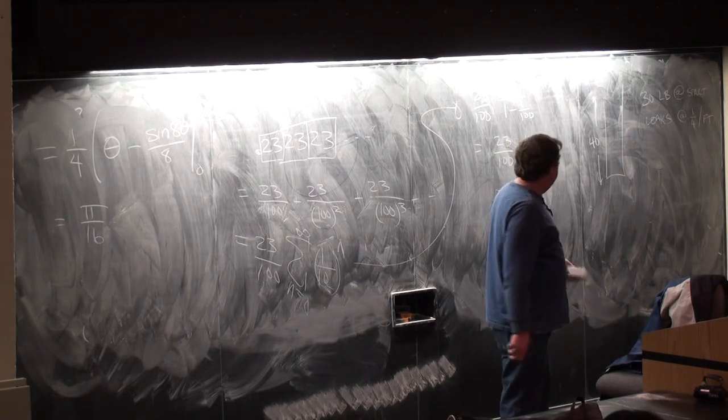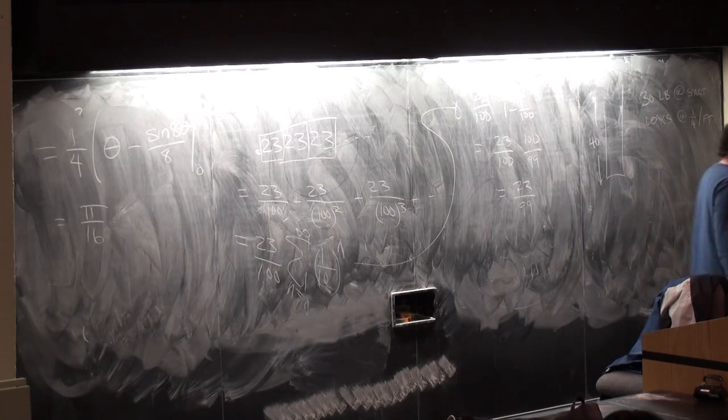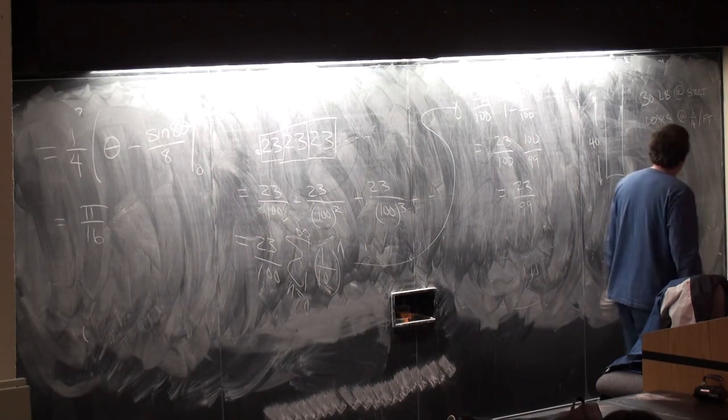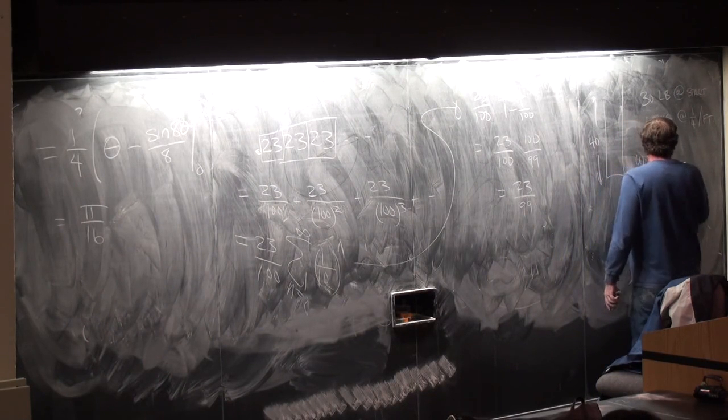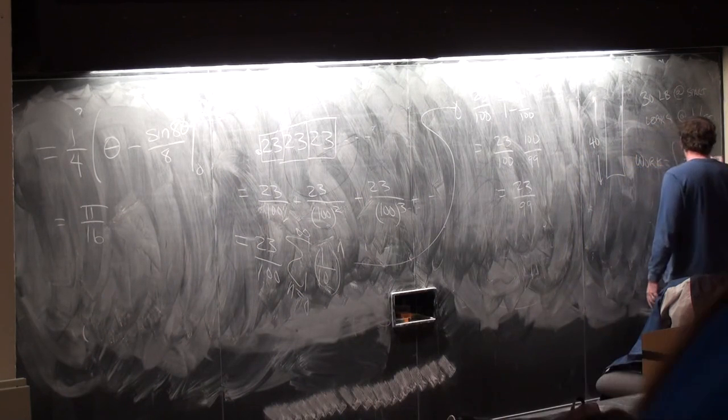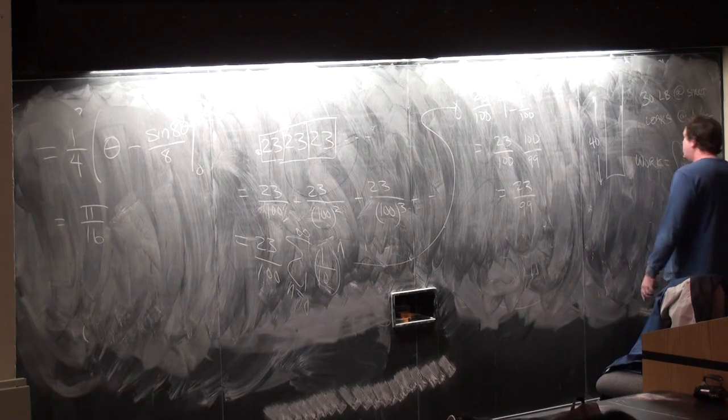Since everything is in pounds and feet, our answer will be in foot pounds. It's bizarre, but this weight is actually a force and not a mass. So 40 pounds, so we don't have g. Okay? So that means our work is the integral of the force times the distance it's applied.